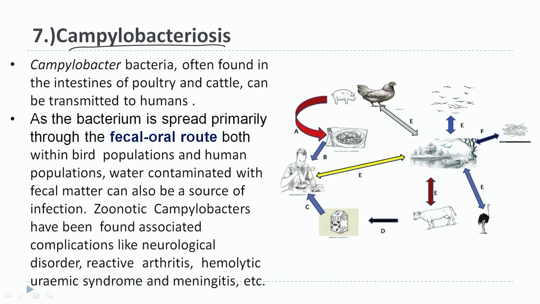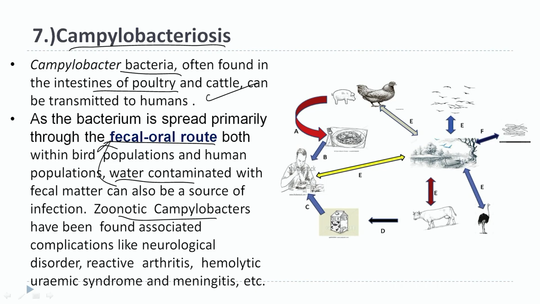Now the next zoonosis is Campylobacteriosis. It is a type of bacterial zoonosis, and this bacteria is mainly found in the feces of poultry and also in the case of cattle. The mode of transmission of this bacterial disease is the fecal-oral route. When water is contaminated by the feces of birds, humans get this infection.